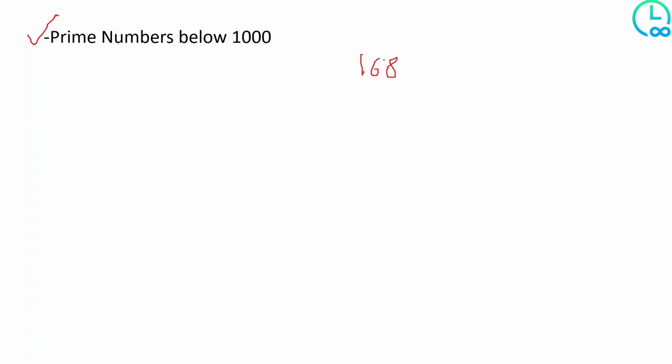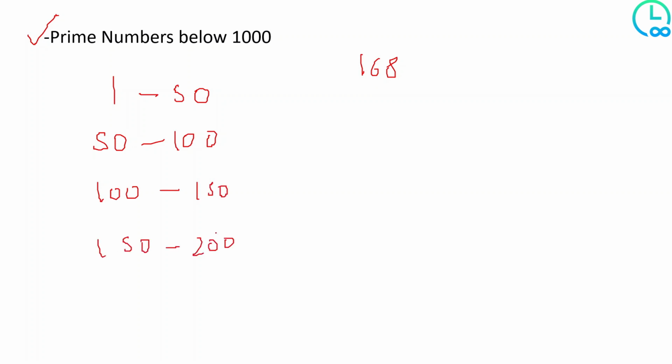So there are 168 prime numbers below 1000. You need to just remember this and nothing else. I'm going to tell you a few things that you need to remember, from 1 to 50, 50 to 100, 100 to 150, and 150 to 200. This will be useful when you are solving the questions.